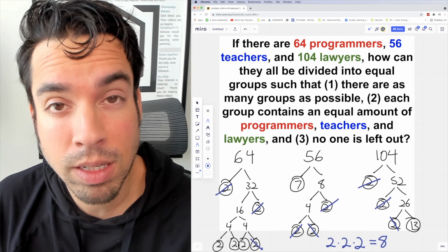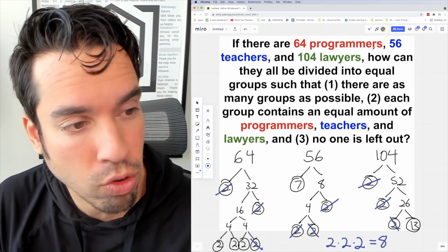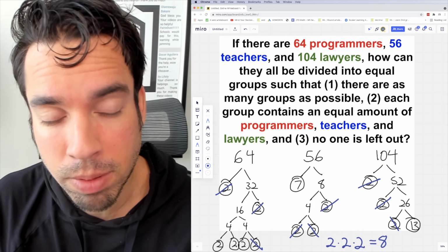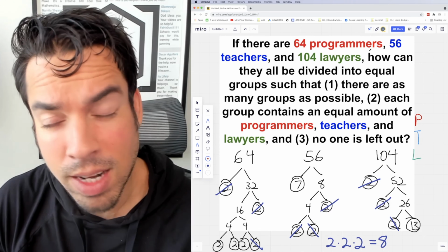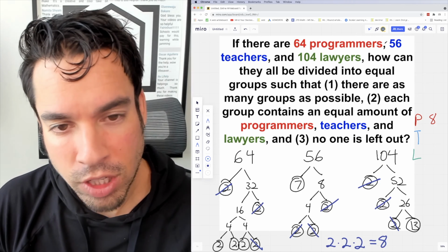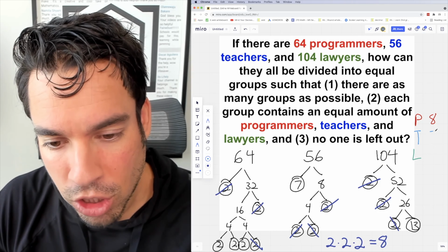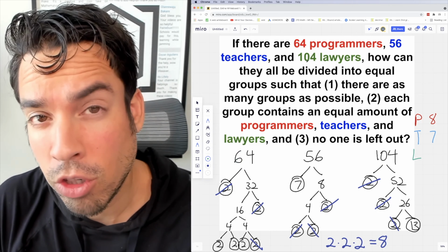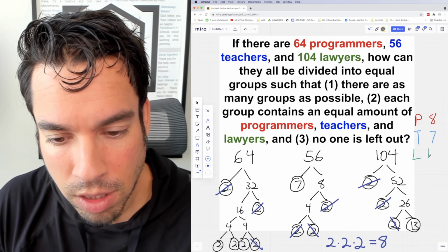Now, since we know we're splitting them into 8 groups, we got to figure out how many programmers, teachers, and lawyers are in each group. So since there are 64 programmers divided into 8 groups, we're going to do 64 divided by 8, which is 8. For teachers, it's 56 divided by 8, which is 7. And for lawyers, it's 104 divided by 8, which is 13.